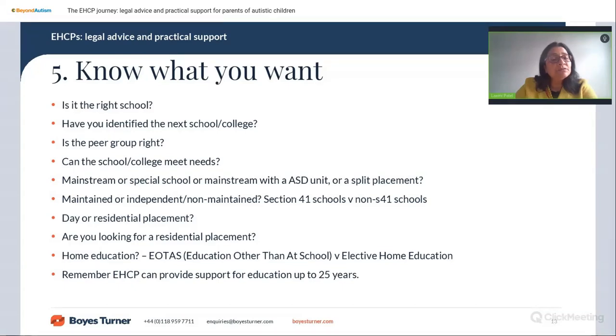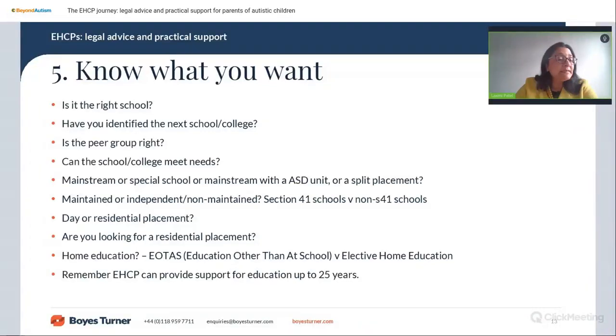Section 41 schools are those that have elected to be included on a list of schools that can be named by local authorities. It doesn't mean that non-Section 41 independent schools cannot be named, but non-Section 41 schools do have to offer a place. And if they say no, they're not going to offer a place, then there's very little that parents can do to push back on that. But with Section 41 schools, we can still look at the reasons as to why the school is saying they cannot meet needs.